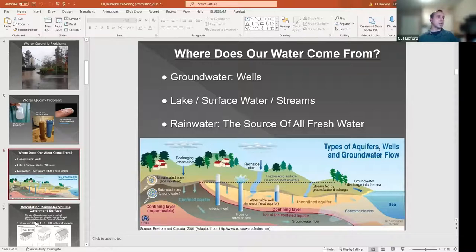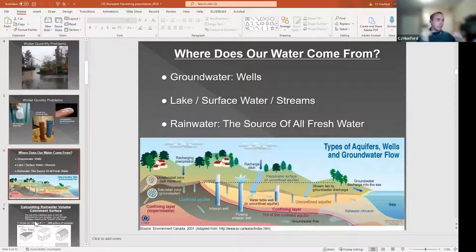This slide here shows you just that, a graphic at the bottom there. It shows you different options of where our water comes from. We've got our well water, and then we've got rainwater, and then you've got surface water sources like a lake or things like that. On the right there, if that said lake water, then you'd be pulling from the lake.